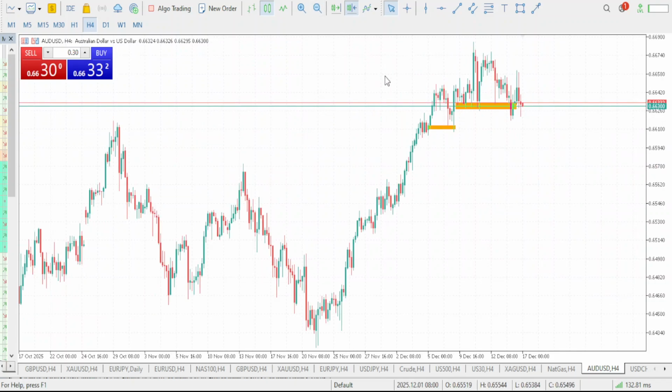Now let's start with our trend on AUDUSD. We can clearly see that this is an uptrend. It is very clear that the market is trending to the upside. We are having a series of higher highs and higher lows.